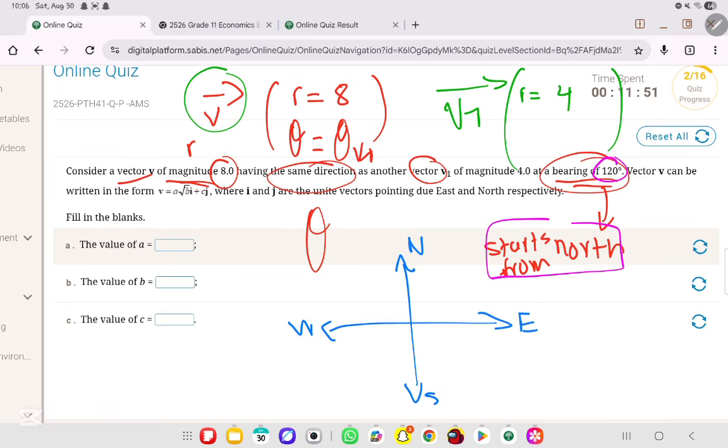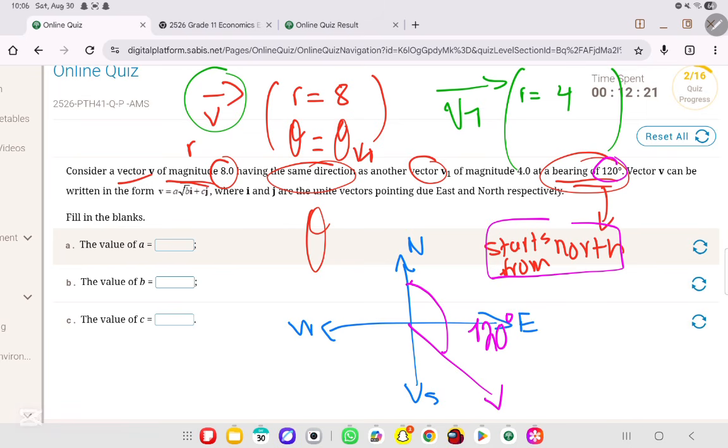So when they say a bearing of 120 degrees, where do we start from? We start from the north, right? So this is 90 degrees, and then we will have an additional 30 degrees over here. So in total, all of this is 120 degrees, right? A bearing. But now, what is the difference between a bearing and a theta?